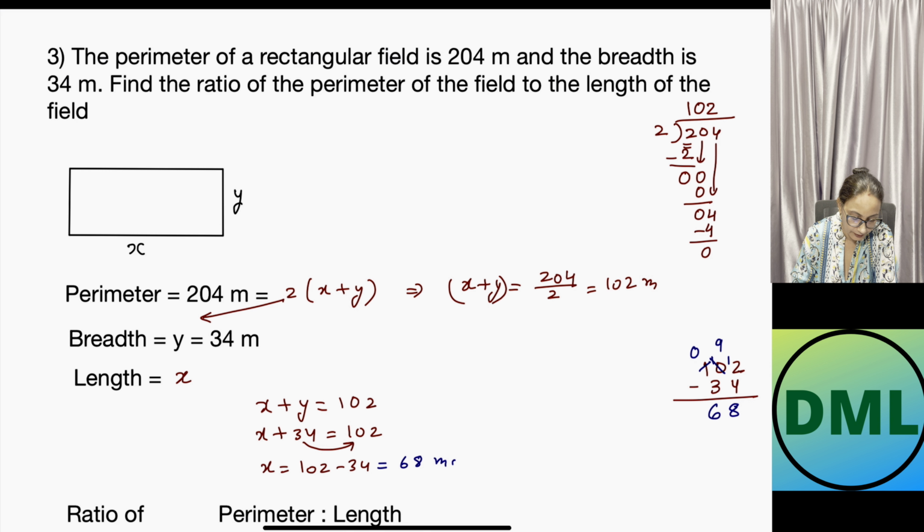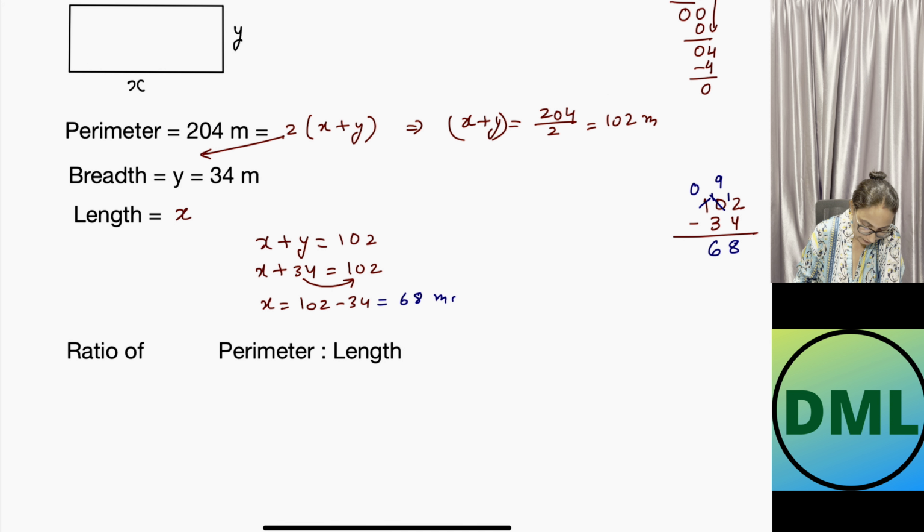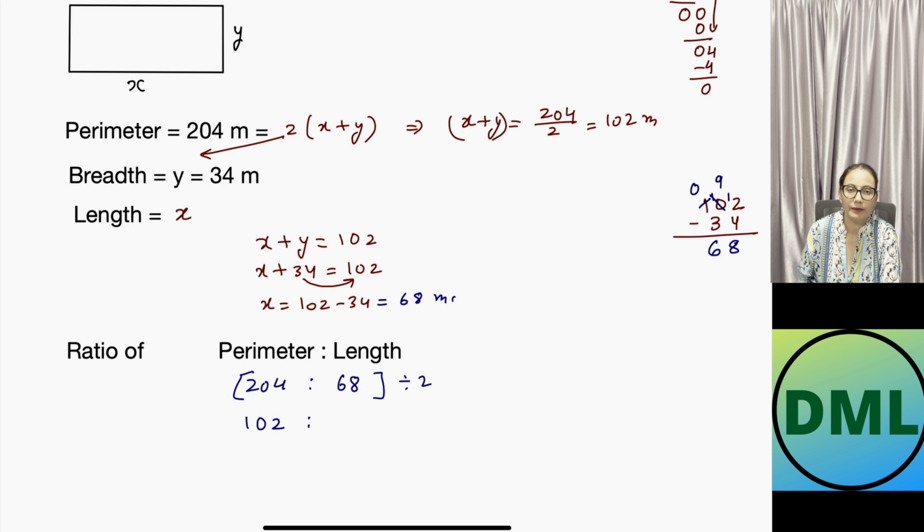I need to calculate the ratio of the perimeter of the field to the length of the field. What is the perimeter of the field? Perimeter of the field is 204. Let's write down here, 204 is to the length of the field, 68. Let's cancel this with 2 first, dividing by 2 on both sides. 204 divided by 2 will be equal to 102, and 68 divided by 2.